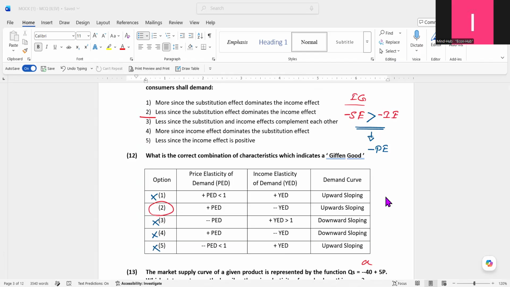Income elasticity of demand has to be negative, because all Giffen goods are inferior goods. So answer number 2. But there's another answer that says positive PED, negative YED. The problem with that answer is answer 4. The issue is it says downward sloping demand curve. Giffen goods go against the law of demand, so upward sloping demand curve. Answer number 2.